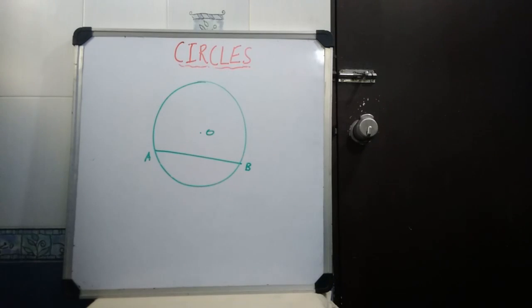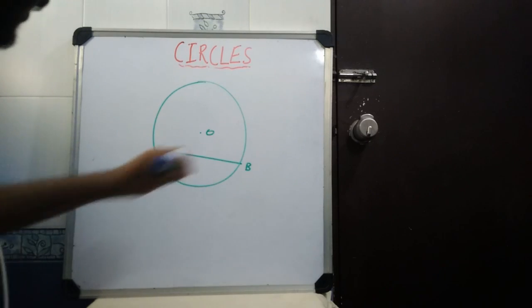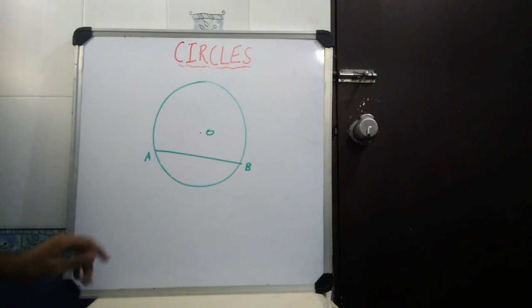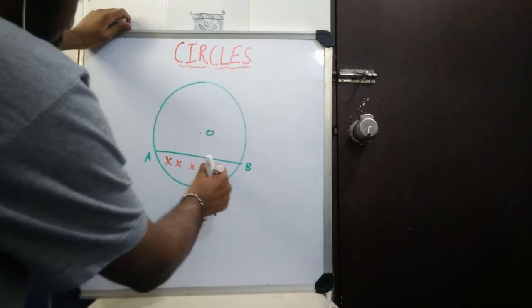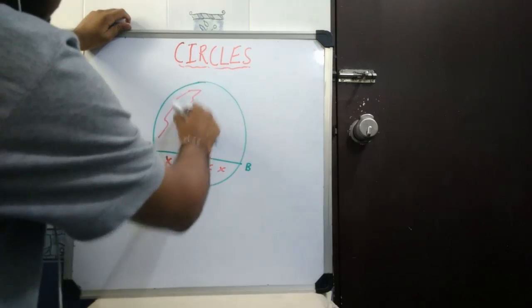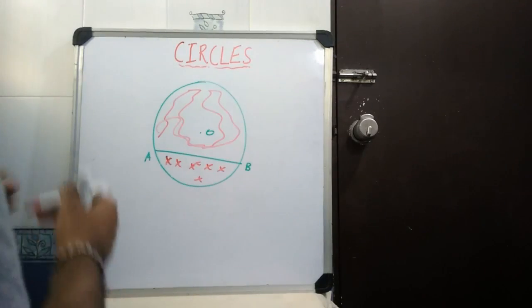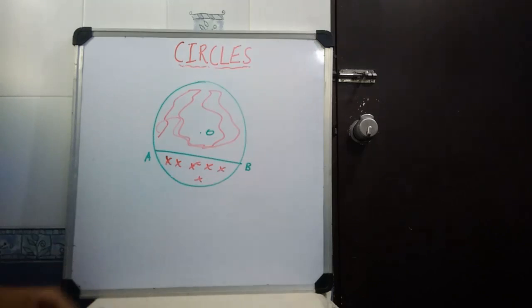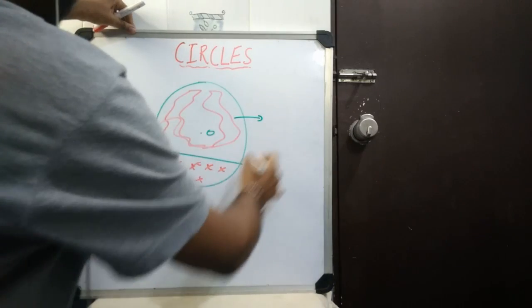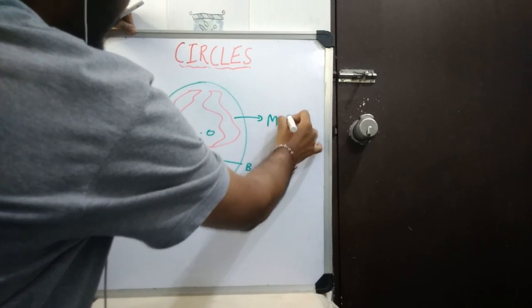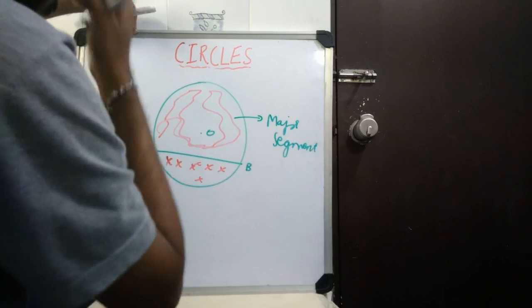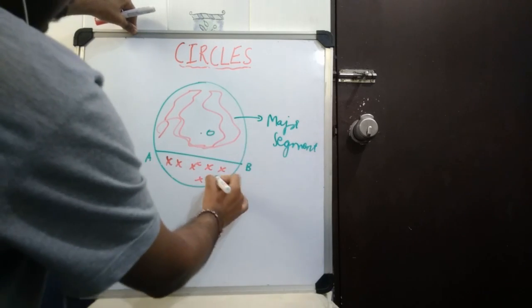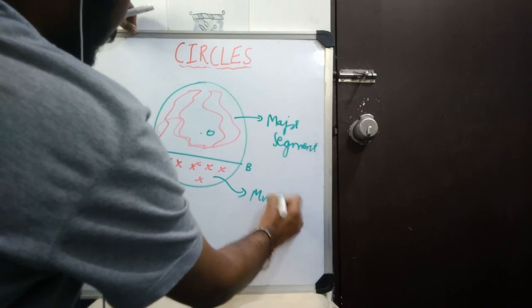Okay, now let's discuss what segments are. Can you observe here, this chord AB divides the circle into two segments. This is one segment and this is the other. Right? So, this is the major part of the circle, this is the minor part of the circle. So, as I said, this is called the major segment, because this chord divides this into two parts, this being the major part, and this is called the minor segment.